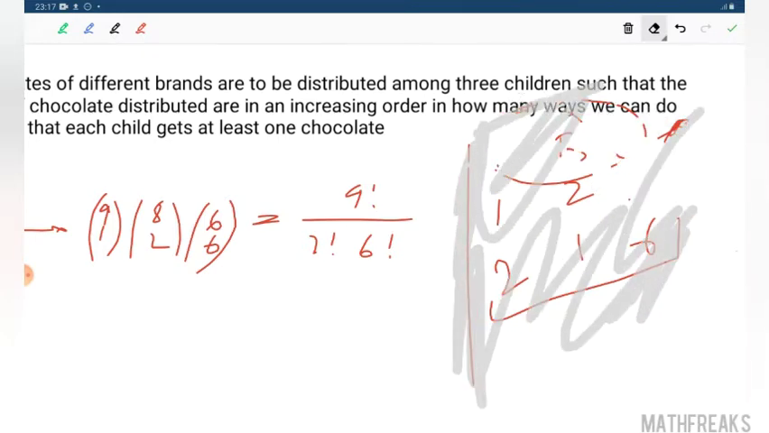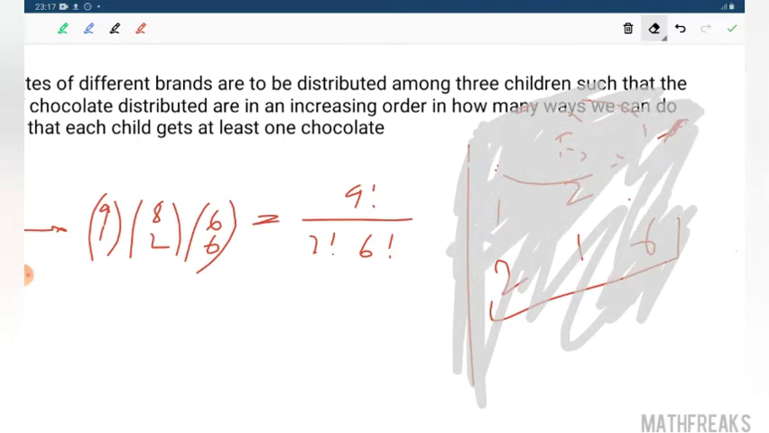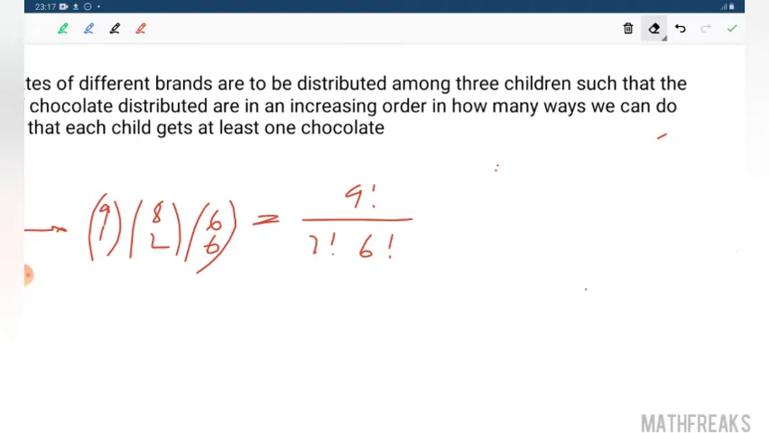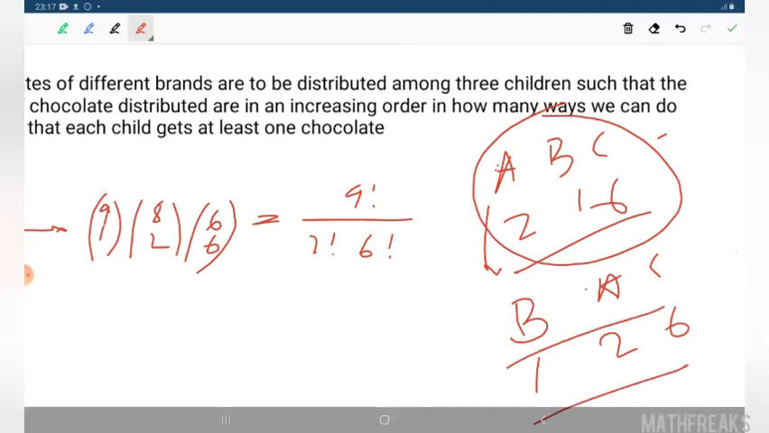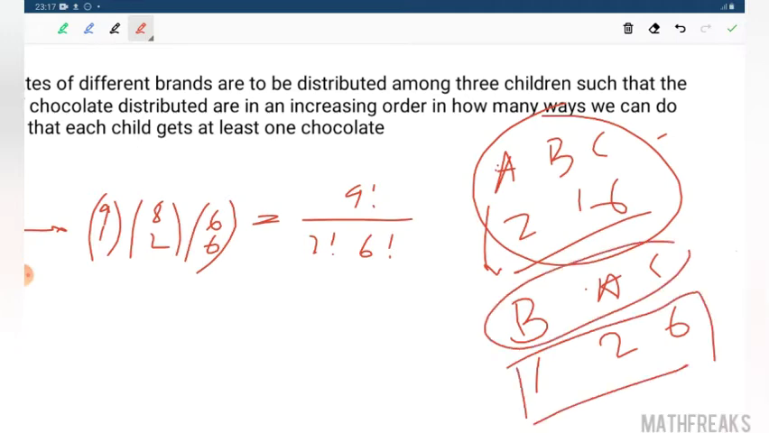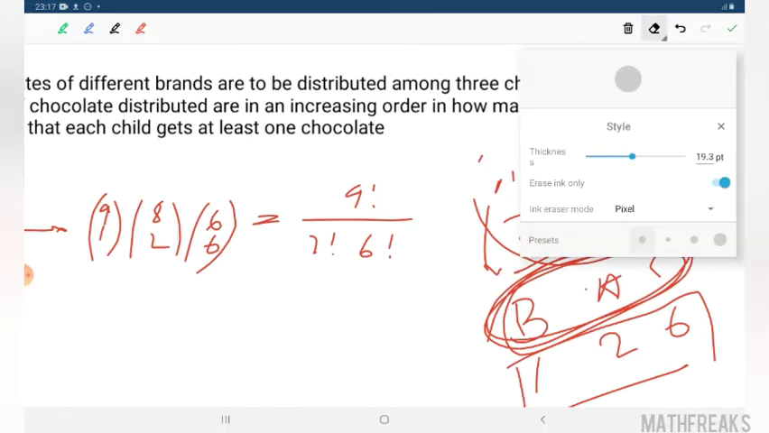Here the distribution of groups matters, because however we are distributing, the chocolates are in increasing order only. In the case of 216, this distribution may not look like increasing order, but we can just change this to BAC, then it will be 1 2 6. So now the chocolates are distributed in increasing order. So we are arranging the children.